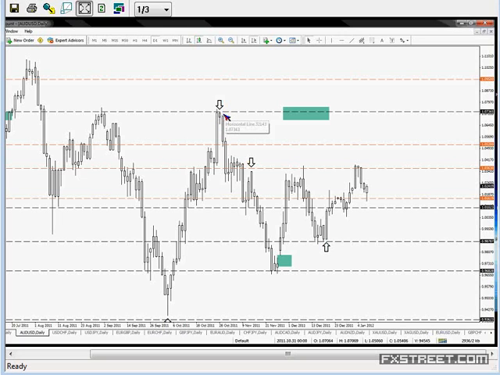Now, I was waiting for the market to break through 107. I said if it broke through 107, okay, then we're off to the races again. It looks like we're going to start trading higher and higher, but we didn't. It never made it through 107.